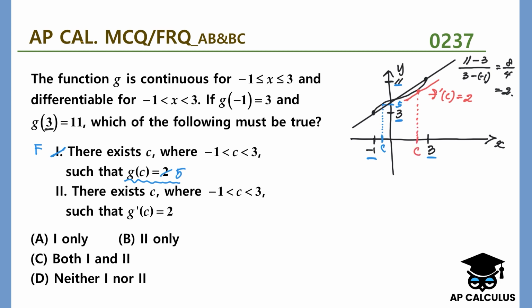Well, actually, there's one more tangent line somewhere here, right? So this value is also equal to c between -1 and 3. So we have 2 points c between -1 and 3. So this is true, right? So the answer has to be B, right?